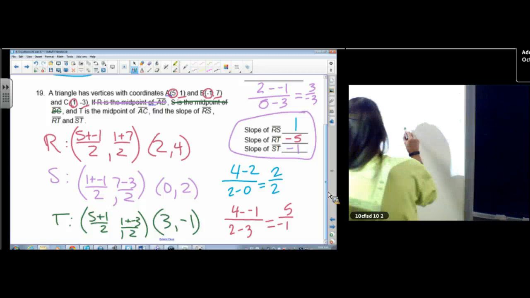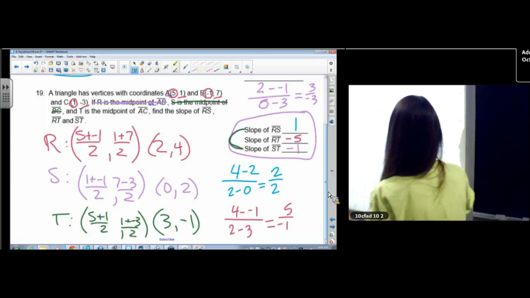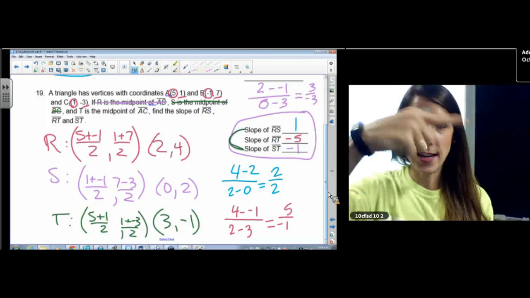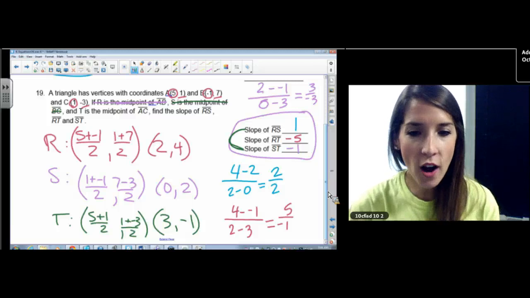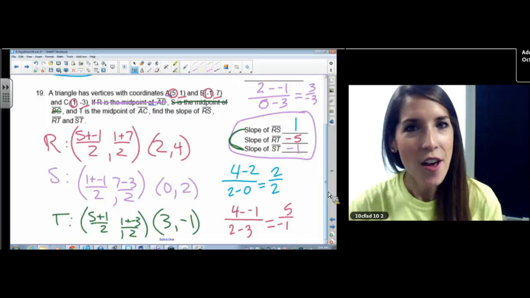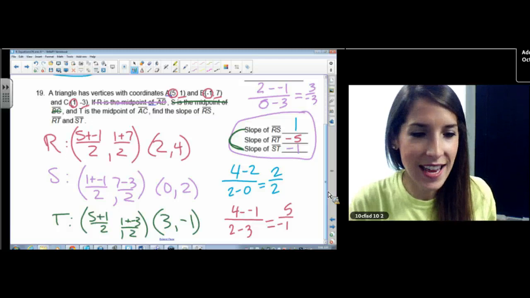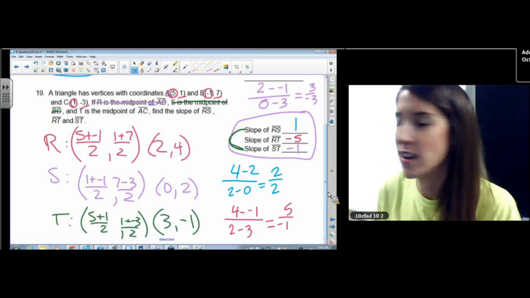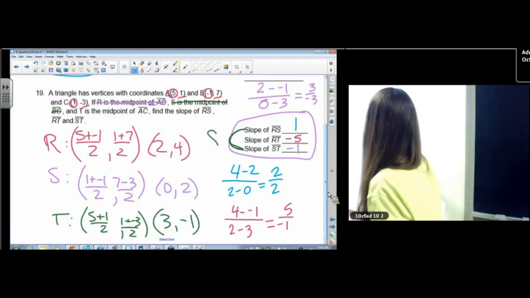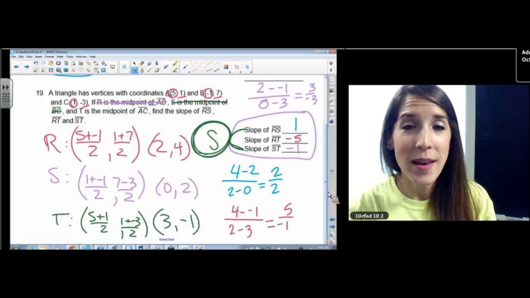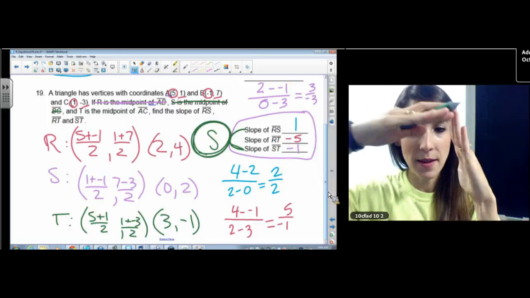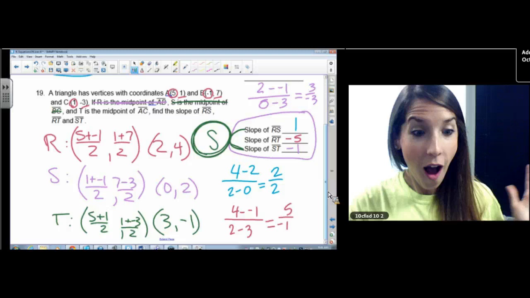Look, these two are opposite reciprocals, right? 1 and -1 are opposite reciprocals. So it would be where RS meets ST. Where does RS meet ST? Chloe and V got it. S. So there's a right angle at point S. That's a right triangle because the slopes of those two segments are opposite reciprocals.